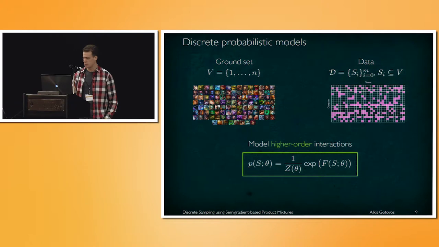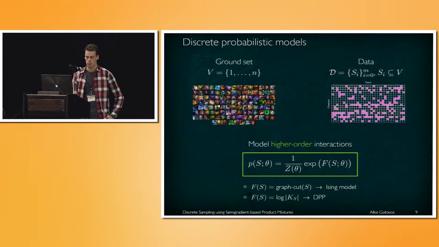It's basically e to the f, where f is some scoring set function, and Z is the normalizer. Note that our focus is on modeling higher order interactions. This means we want to go beyond classical Ising models and model more complex interactions between elements of this ground set. These models generalize well-known models from the past. If F is a graph cut, you get a standard ferromagnetic Ising model. If F is a log determinant, you get a determinantal point process, et cetera.